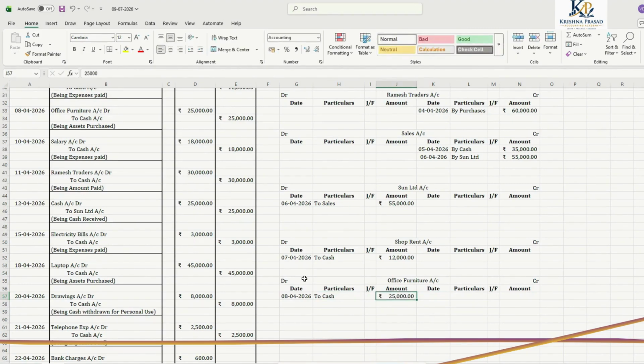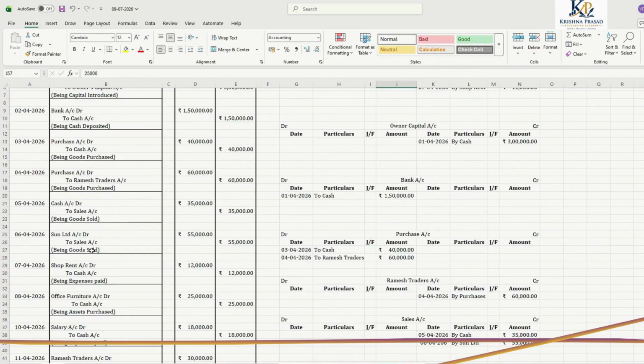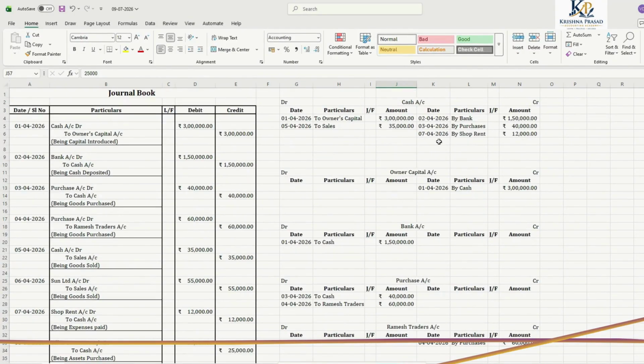25,000. And coming with the cash account, cash is on the credit side, by office furniture 25,000.